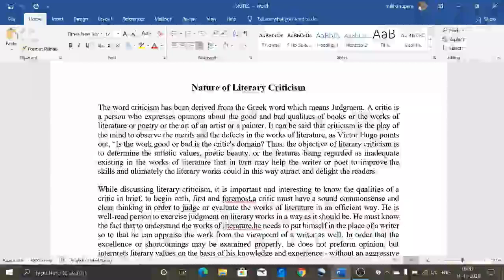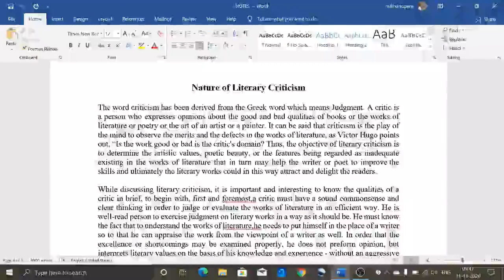So what are the qualities of literary criticism? The first quality of a critic is that he should begin with, first and foremost, a sound common sense, and he must have clear thinking in order to judge or evaluate the work of literature in an efficient way.